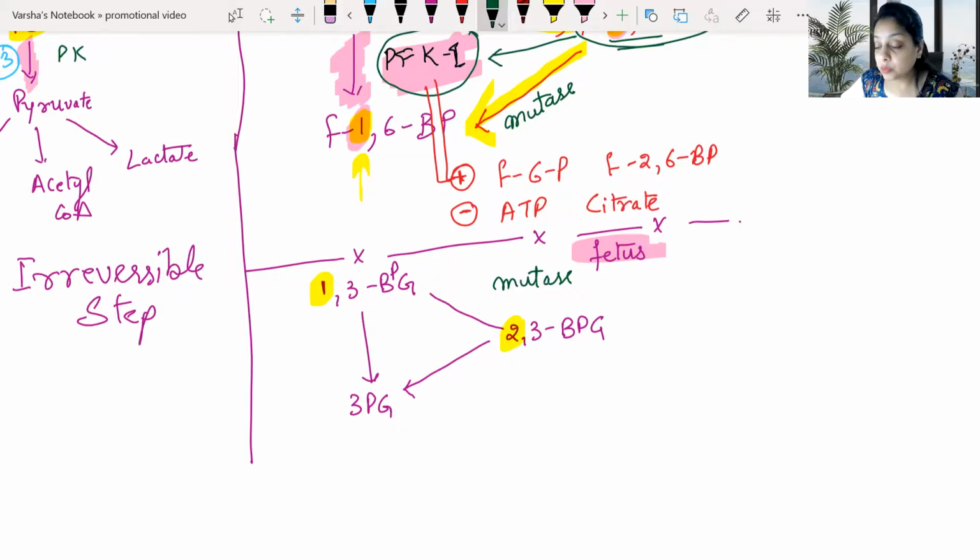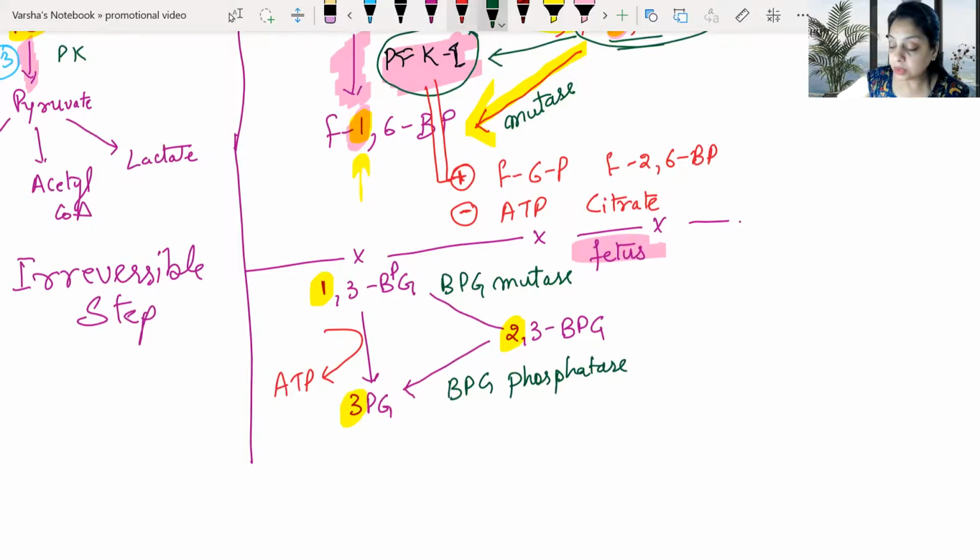Specifically, you can call this enzyme BPG mutase, right? And then from 2,3-BPG to 3-PG, one phosphate is being removed. Here what we were seeing, there is a release of ATP, but here there is an enzyme, BPG phosphatase, which removes the phosphate. But the important point to notice is there is no ATP if we take this route.